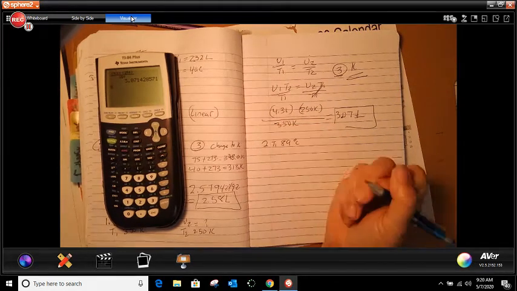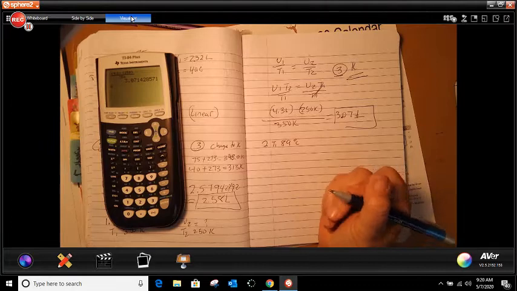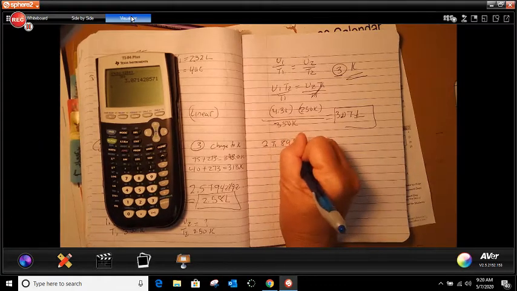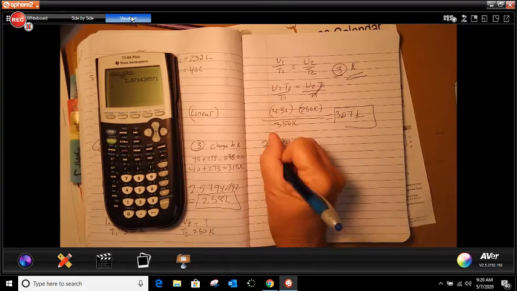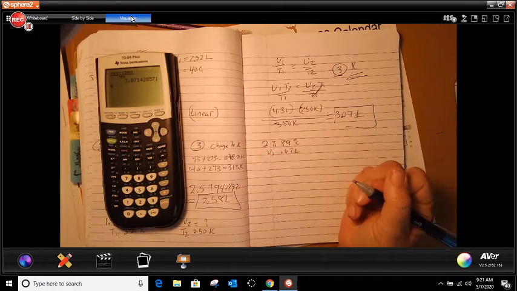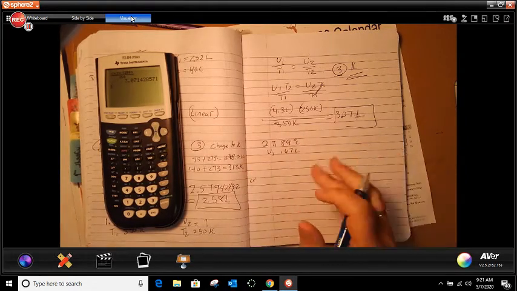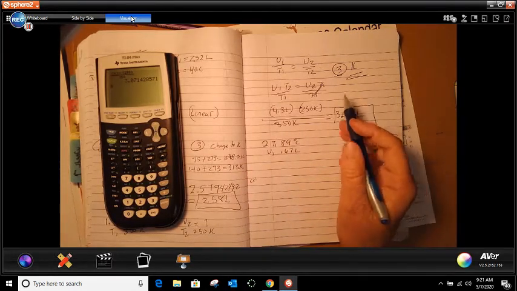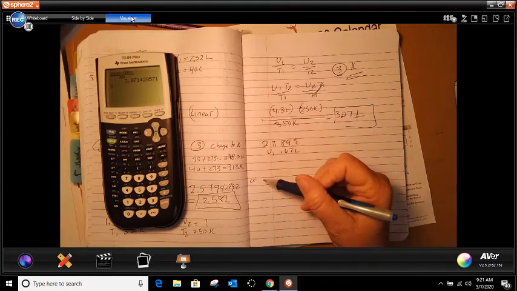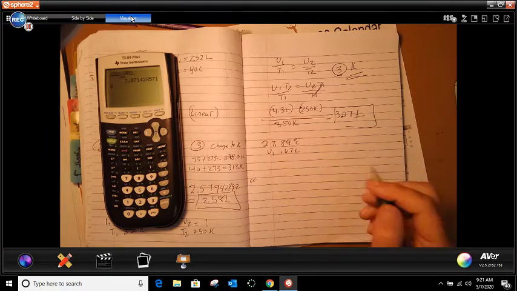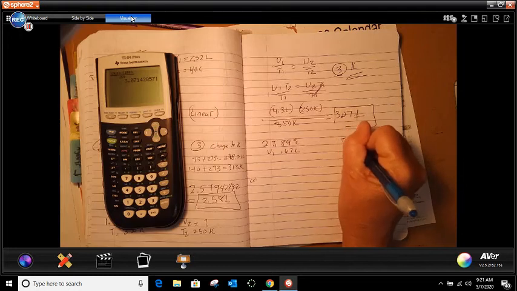That's my temperature 1, and it occupies a volume of 0.67 liters. That's going to be my volume 1. At what Celsius temperature? So this is asking for Celsius. I'm not even going to convert it to Kelvin this time. I'm going to keep it in Celsius. The volume is increased, so I want to find out what the temperature is.